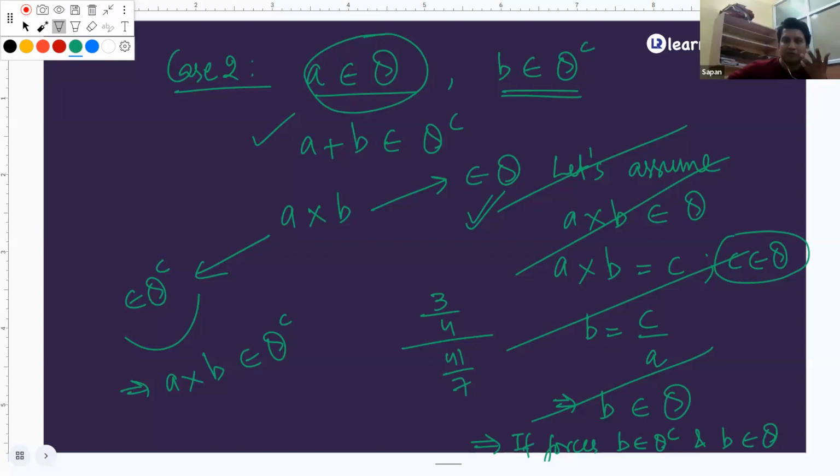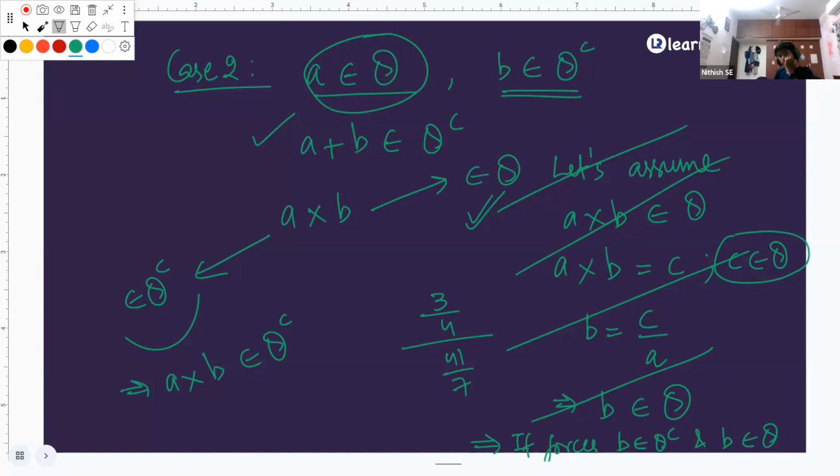Like black and white, there are only two options. If you are not white, you are black. If you are not black, you are white. That's all, as simple as that.